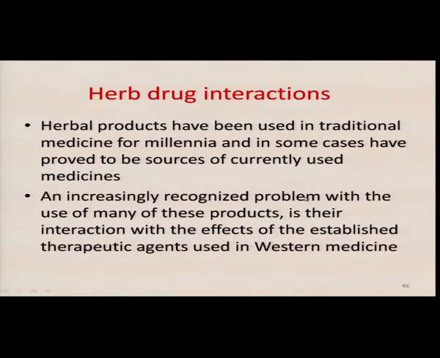An increasingly recognized problem with the use of these many products is their interaction with the effects of established therapeutic agents used in Western medicine. Your normal diet contains many of these medicinal plants which we use as herbs, and these herbs have components which are medicinal. The problem will come when you are taking drugs of Western medicine along with these herb preparations, because you want to consume allopathic as well as traditional medicines, herbal remedies together.